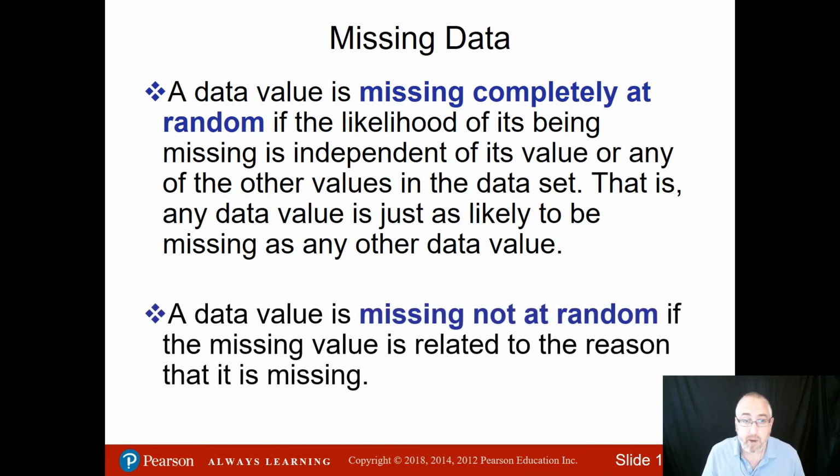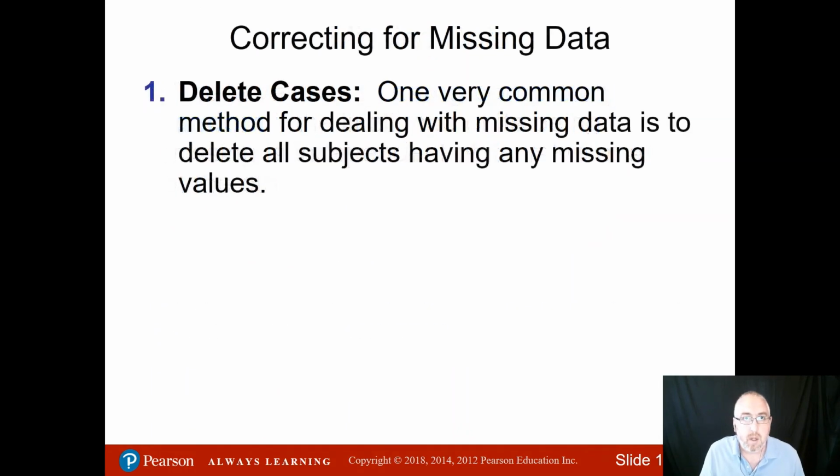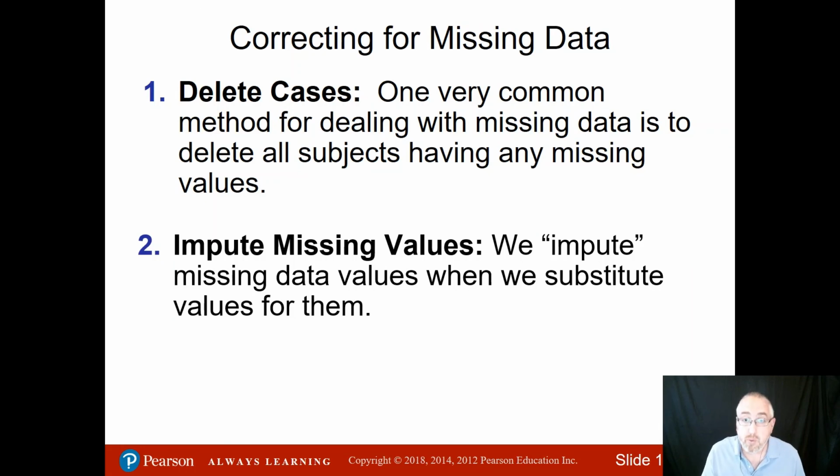A data value is missing not at random if the missing value is related to the reason that it is missing. So we didn't get data from this one area of New York State, and so that's not missing at random. We forgot that county or something. So that's kind of the idea with that as well. I wouldn't get too nervous about some of these terms at the end though. Correcting for missing data, we can either delete the case, or we can impute a data value, which means we just substitute one in for them, and then that looks like it's about it.